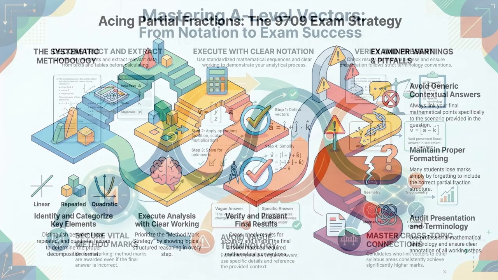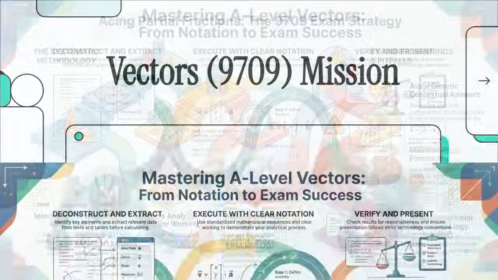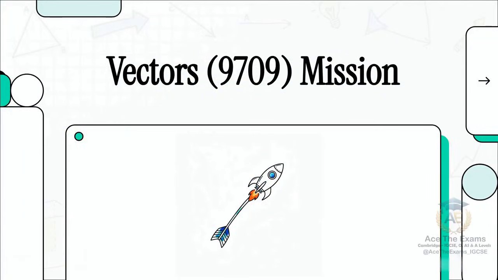I am your flight director, and today we are initiating a high-stakes explainer. We're diving deep into the Cambridge AS and A-level mathematics syllabus, specifically targeting the 9709 parameters. Our mission objective? Vectors. We are locking in on vector notation, addition, subtraction, and scalar multiplication to ensure absolutely zero margin for error.